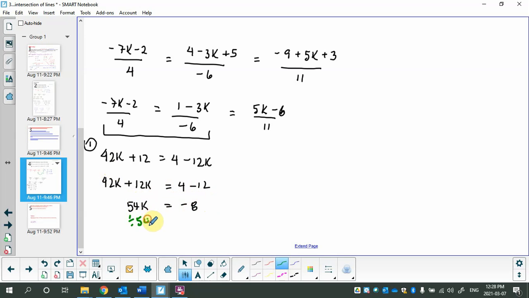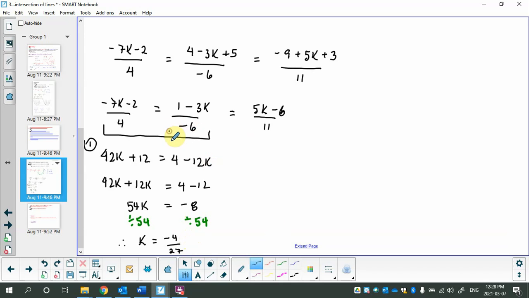Divide by 54. Divide by 54. K is equal to, divide by 2, divide by 2. So I really should reduce all my fractions. And yes, your letters are allowed to be fractions.